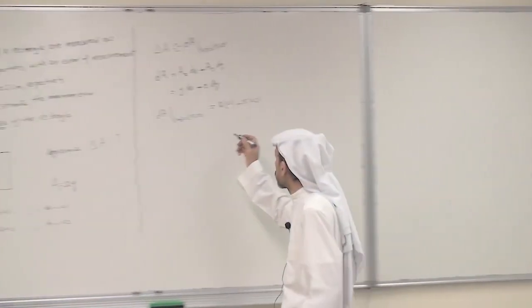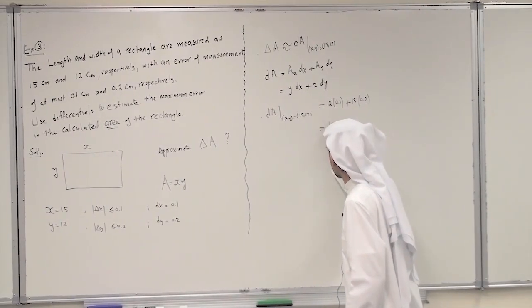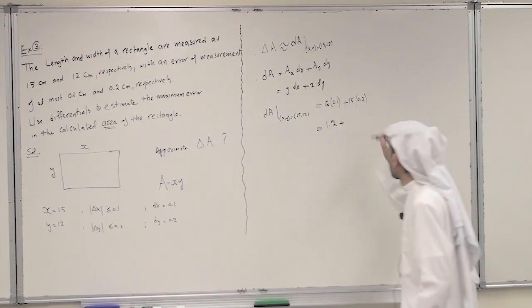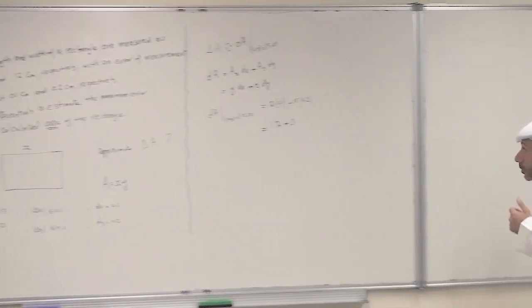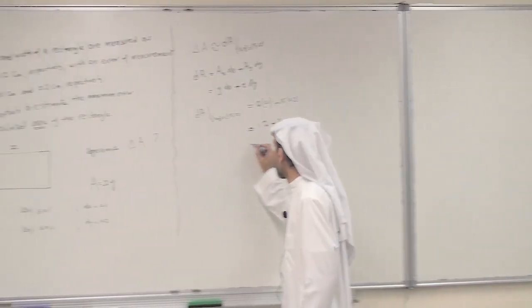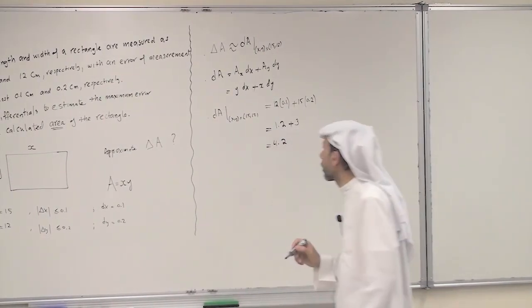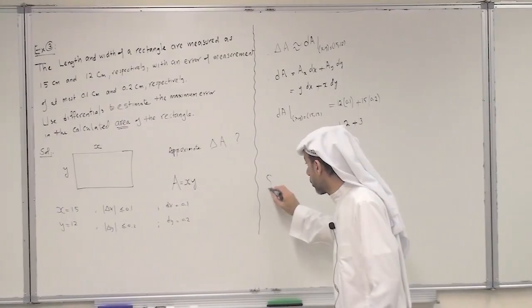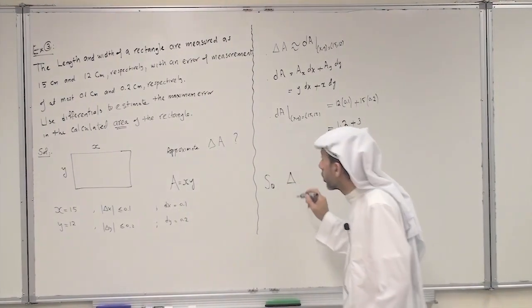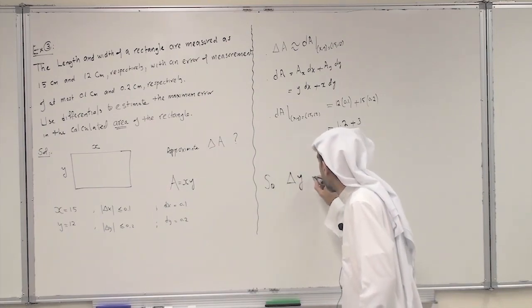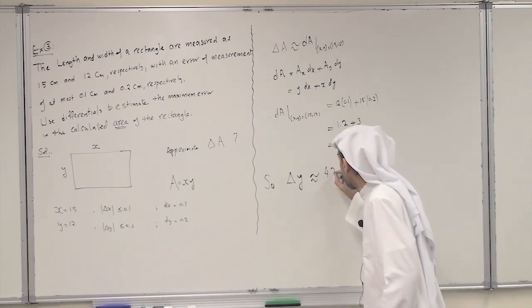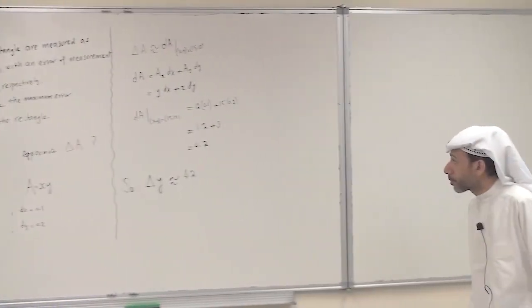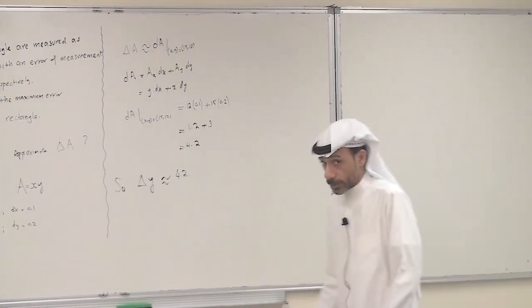Okay. Now just substitute this. So this is just evaluate. This is 1.2 plus 3.3. This is a 3.3. When we add, we get 4.5. So delta A, the maximum possible error in calculating the area, is approximately equal to the differential, which is 4.2. This is the answer. That's it.